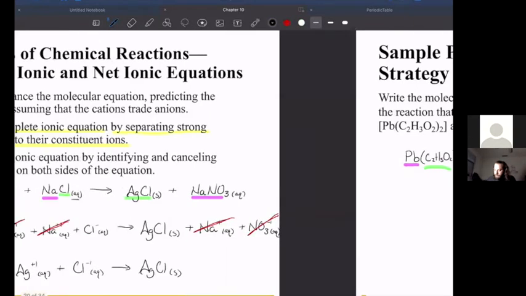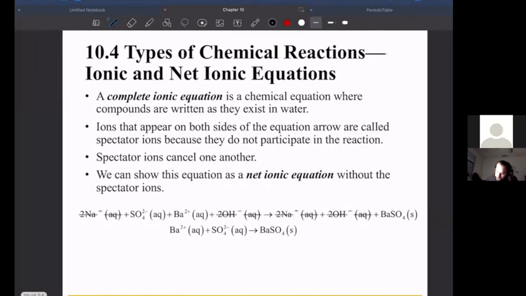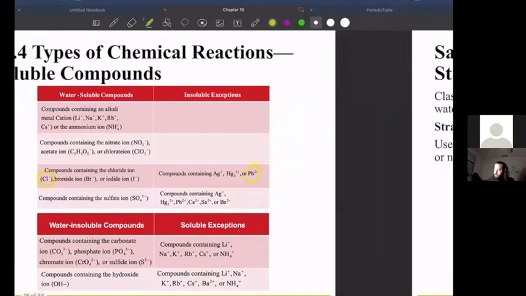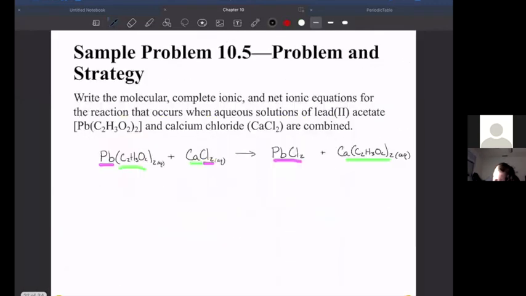For lead chloride, again, going back to my table, I find my chloride. Most chlorides are soluble, but there is an insoluble exception, which is lead. So that means that lead chloride is insoluble. So this would be a solid. Okay. I got to make sure that everything's balanced. It actually looks like it is already. I have one lead on both sides. So one Pb, one Pb.